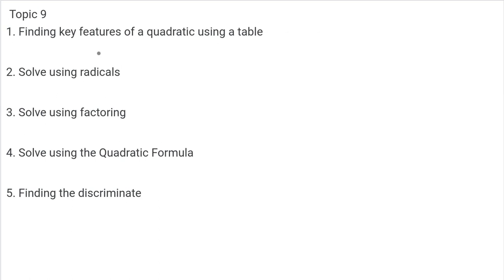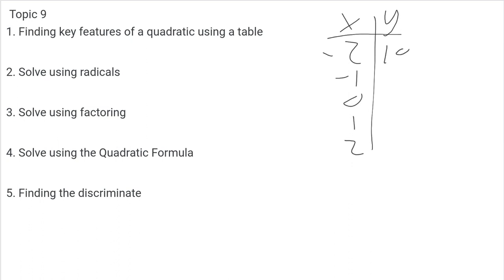Topic 9, finding key features. So key features on a table. Okay. Our y-intercept is when x is equal to 0. Our vertex is when the pattern stops and then starts repeating again. So this happens to be our vertex as well.